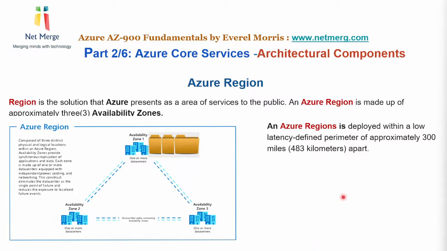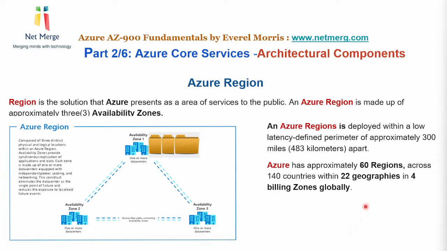Now, an Azure region is deployed approximately 300 miles apart. So this is one region. Another region within an Azure geography would be approximately 483 kilometers apart. So I want you to understand that. And again, Azure has approximately 60 regions. Not all regions have availability zones, and only 23 of those regions are actually available to the public for use.